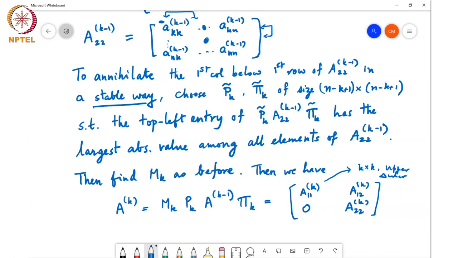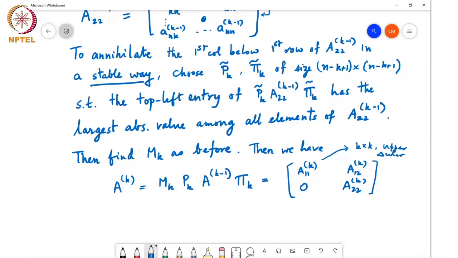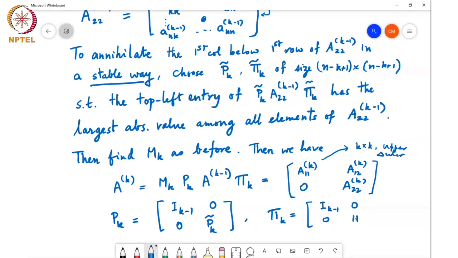Okay, and of course PK is related to this P tilde K just by slapping on an identity matrix of size K minus 1 like this. PK is equal to IK minus 1, 0, 0, P tilde K. And similarly, pi K is IK minus 1, 0, 0, pi tilde K. This just ensures that the first K minus 1 rows and columns of AK minus 1 remain untouched.